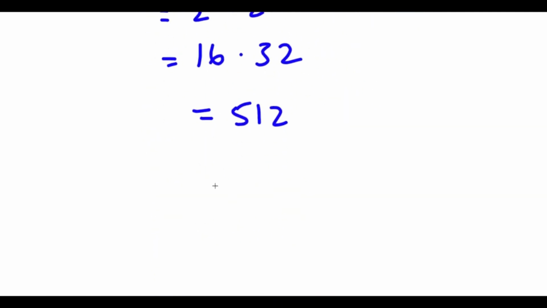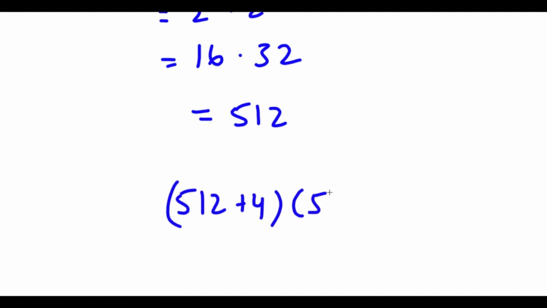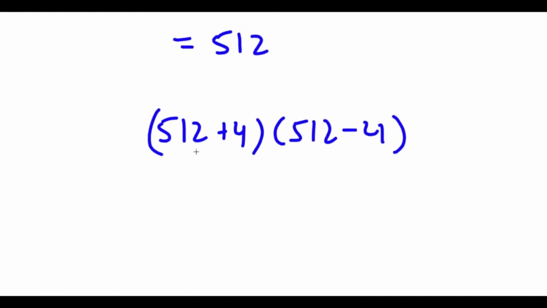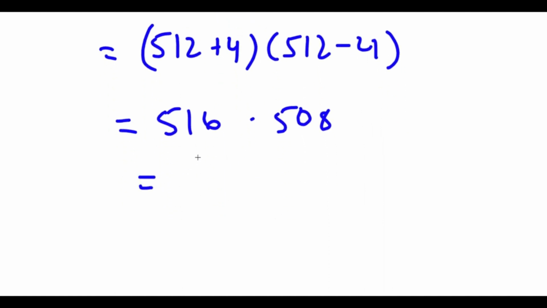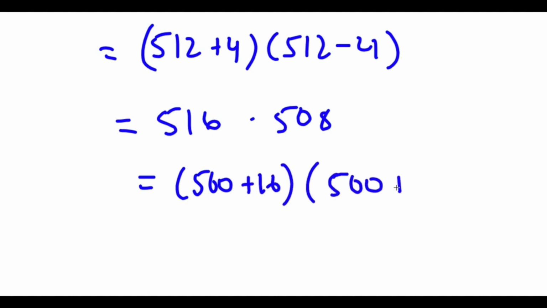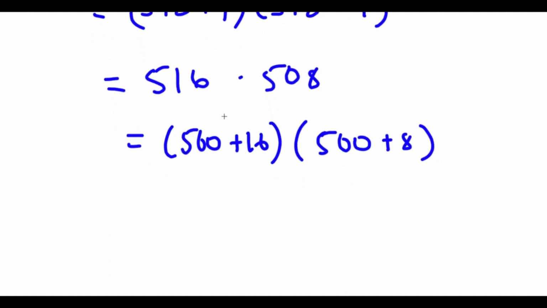So now I have 512 plus 4 times 512 minus 4. Now 512 plus 4 is 516, and 512 minus 4 is 508. Now I'm going to go ahead and rewrite these. I'm first going to rewrite 516 as 500 plus 16, and I'm going to rewrite 508 as 500 plus 8. So now, multiplying these two is simple.